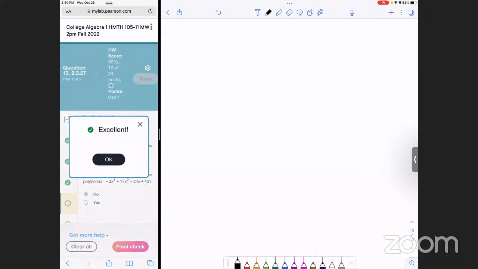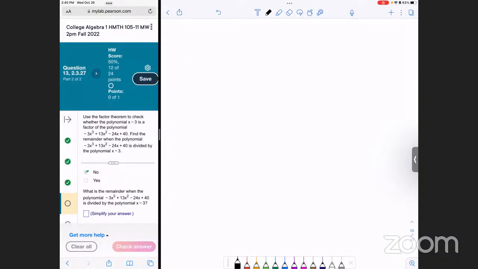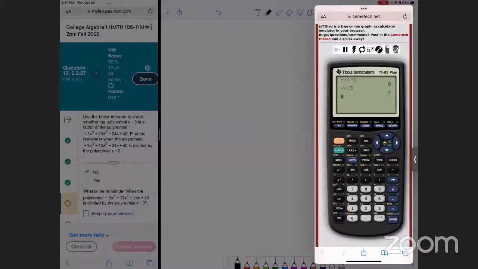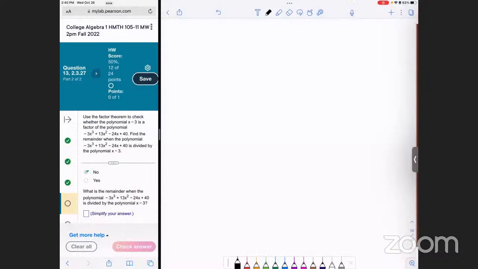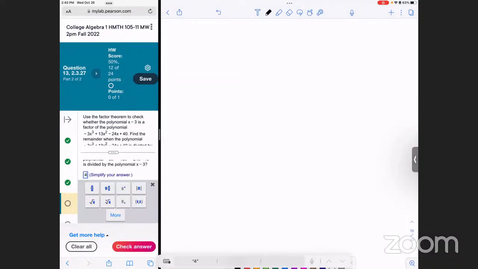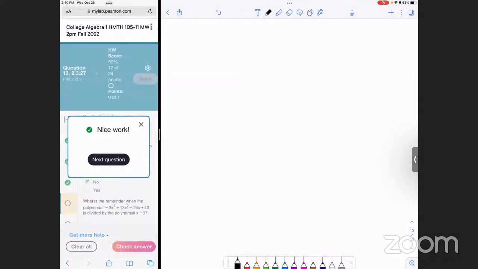Okay. What is the remainder? We might need to do synthetic division. Oh, no. The remainder is 4. Okay, let's do one more. I think the next one's similar.